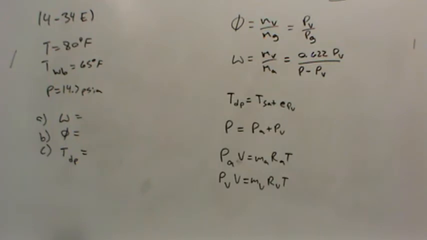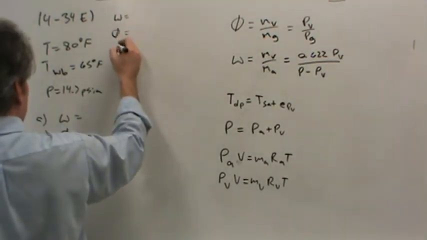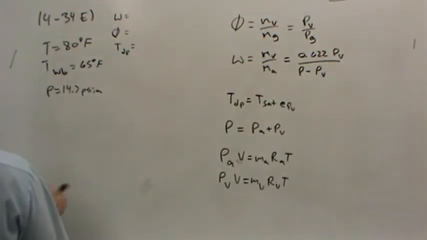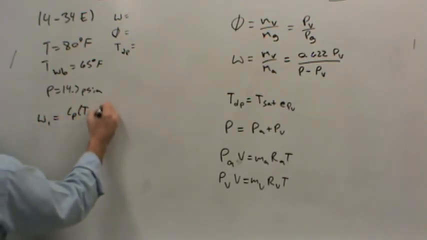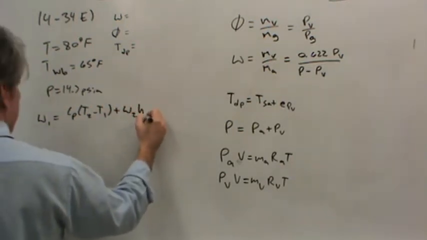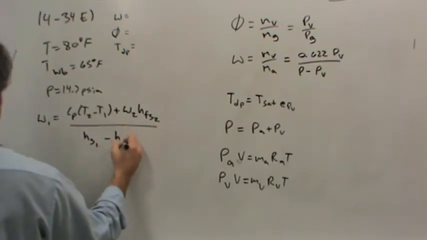So we should be able to use the equation at the bottom of page 754. Let me jot it down, and then we'll see how to use it. I'm running out of space here for the sake of the camera. Tell you what, we know we're looking for these, so let me move them up here: omega, phi, and the dew point temperature. Okay, here's the equation that I want to use to solve this problem: Cp (T2 minus T1) plus omega 2 hfg2 over (hg1 minus hf2).